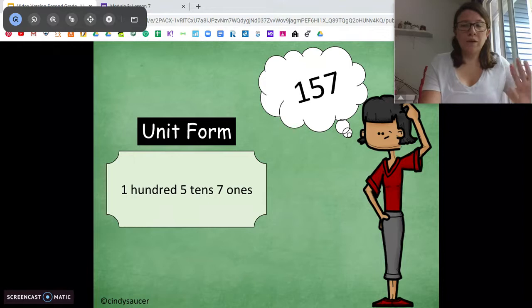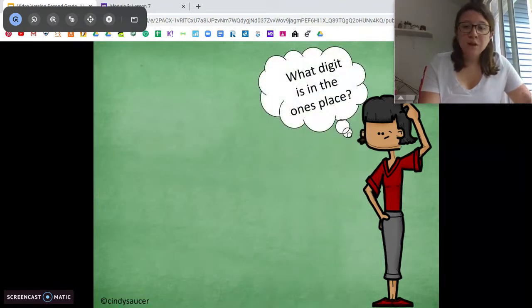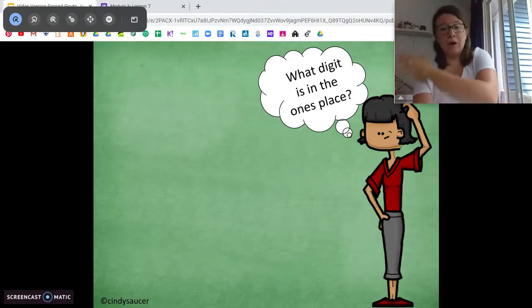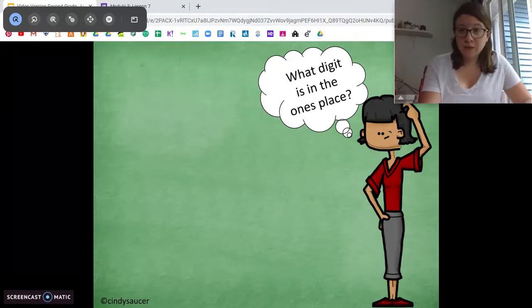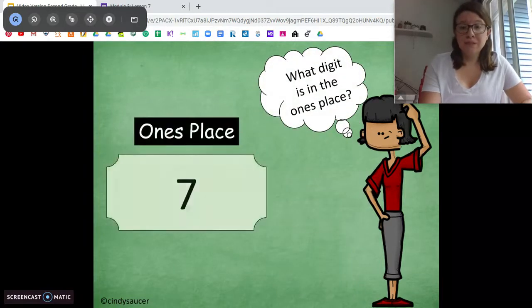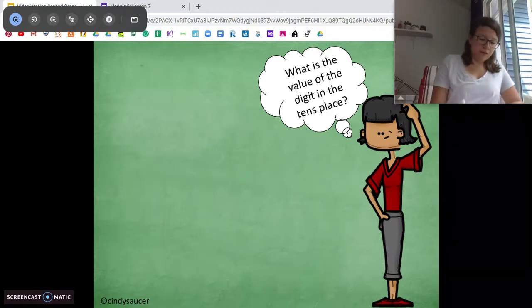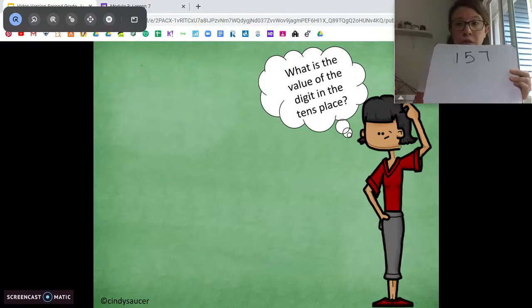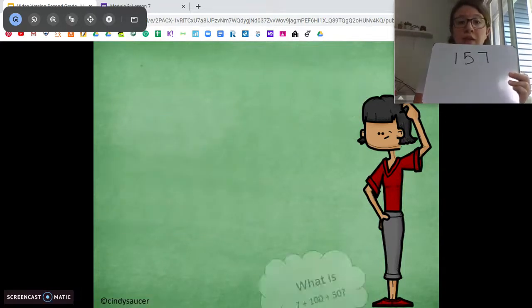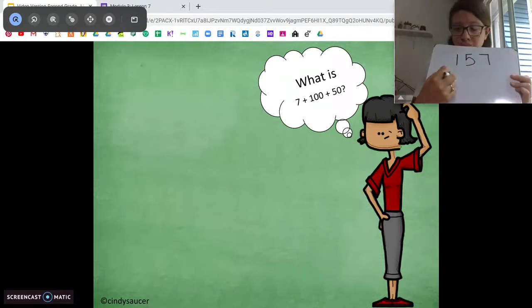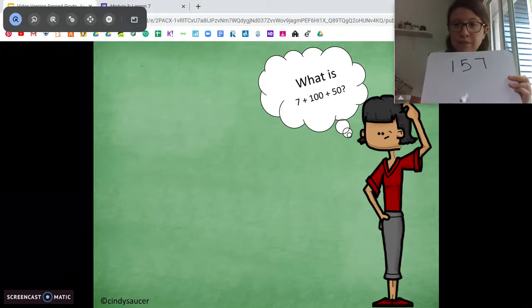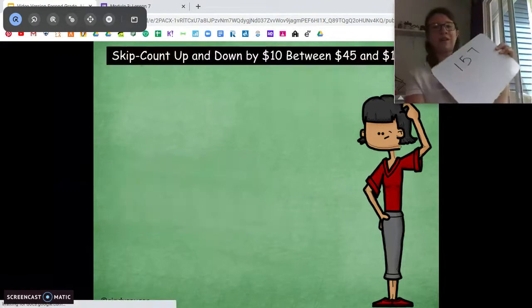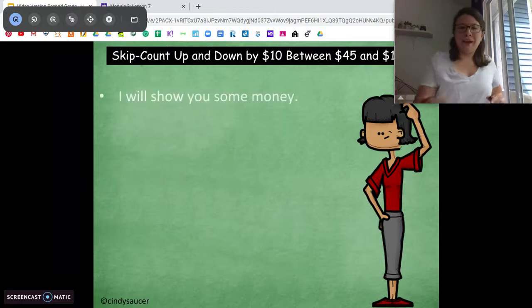Awesome. Now, we're going to break this down into expanded form. To do that, we got to figure out what the value of each unit is. So what digit is in the ones place? 7. Awesome. I'll put up the number on my board so that we don't forget it. 157. What's the value of the digit in the tens place? What's the value? How much is this? 50. Very good. And then what's the value of the digit in the hundreds place? 100. So we're going to add 7 plus 100 plus 50 gives us 157. Awesome.